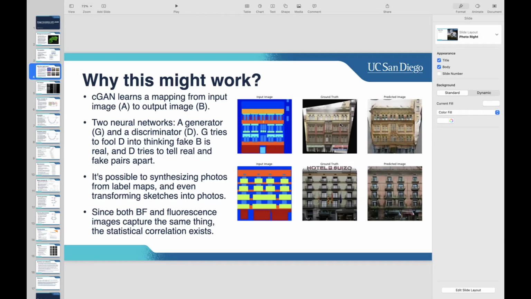So it is possible to synthesize photos from labeled maps. For example, this is the best example I can find, and even transforming sketches into photos. Since both bright field and fluorescence images capture basically the same cells and structures, a statistical correlation exists.